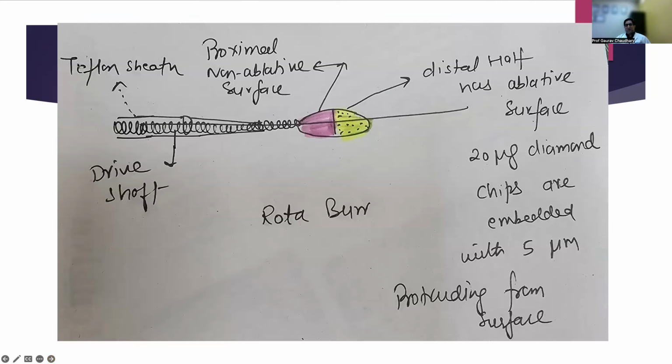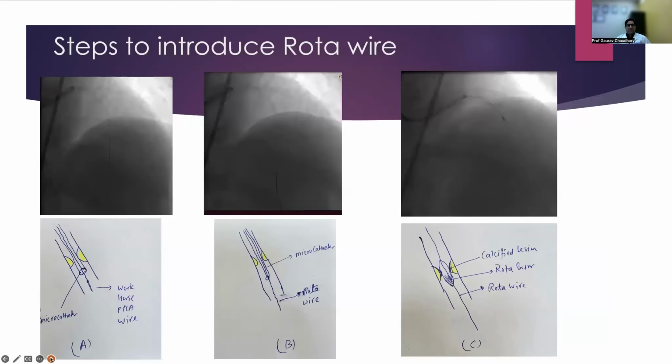This is how a rotaburr looks. The distal part of the burr contains the ablative surface. It has 20 micron diamond chips embedded in the distal part of the burr, with 4 micrometers protruding from the surface. So the distal half of the burr is used for the ablation. The proximal half is smooth and is a non-ablative surface. Behind it is the drive shaft, and above it there is a Teflon sheath, which is 4.3 French in size. So this is the basic anatomy of the rotablation burr.